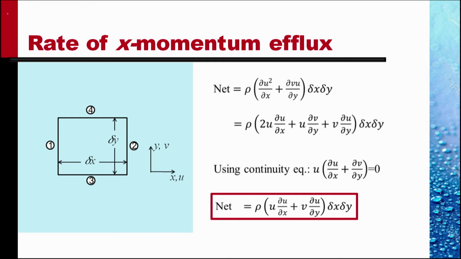Now, if we use the continuity equation that we obtained earlier, del u by del x plus del v by del y is 0. So, multiplying this by u, one of the first-term contributions and the second term cancel out, and so we get the net efflux as rho into u del u by del x plus v into del u by del y into delta x delta y.